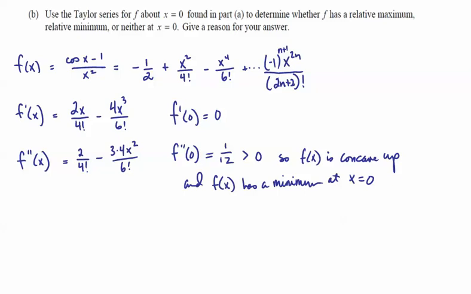So again, what we did was use the second derivative test. We took the first derivative, made sure that was 0 when x is 0. Then we took the second derivative to see whether that was positive or negative when x is equal to 0. Positive would mean concave up, and we'd have a minimum. Negative would mean concave down, and we'd have a maximum.